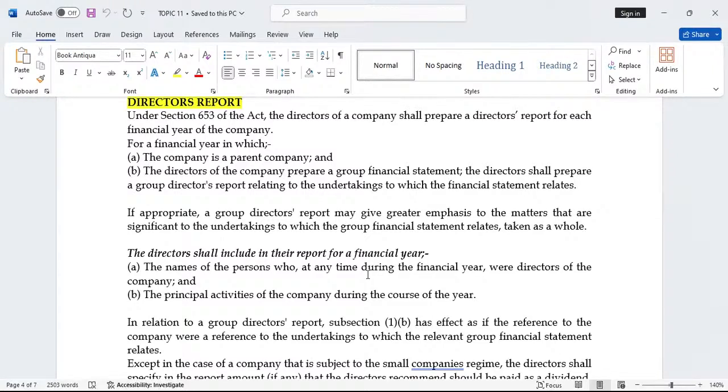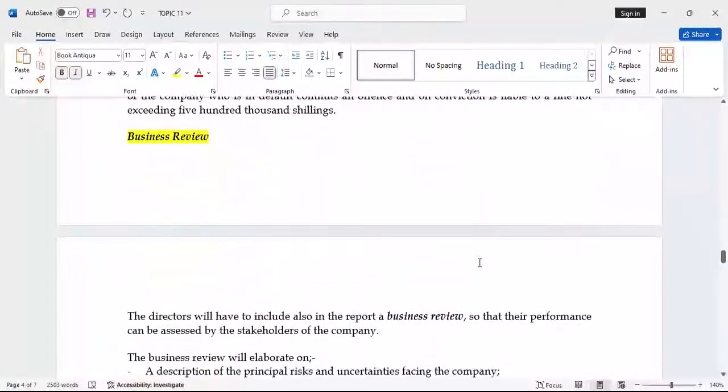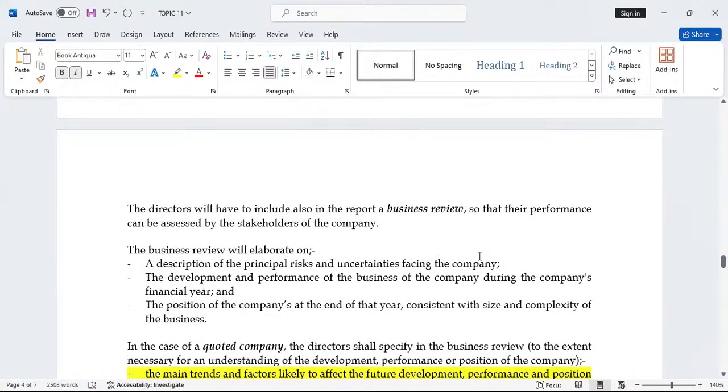In this case, it will probably be read out at the annual general meeting, the same way the auditor will present the audited annual financial statements. So directors also have to give their own reports. The directors shall include in their report for the financial year the names of persons who at any time during the financial year were directors of the company, and of course the principal business activities of the company also have to be indicated. So the director's report gives a kind of business review.